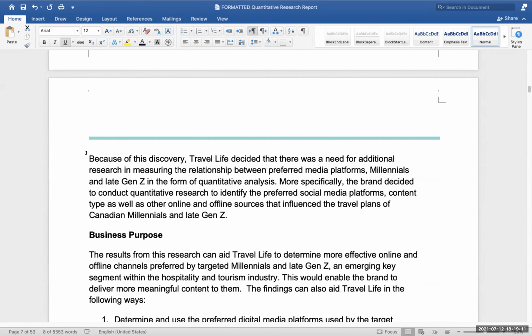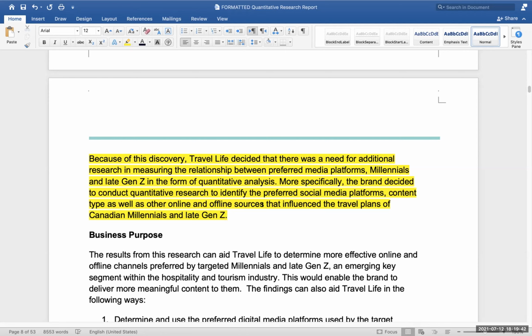All right, so here it is now. Because of this discovery, Travel Life decided that there was a need for additional research in measuring the relationship between preferred media platforms, millennials and late Gen Z, in the form of quantitative analysis. More specifically, the brand decided to conduct quantitative research to identify the preferred social media platforms, content type, as well as other online and offline sources that influence the travel plans of Canadian millennials.